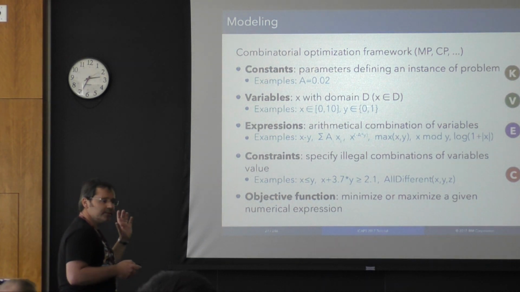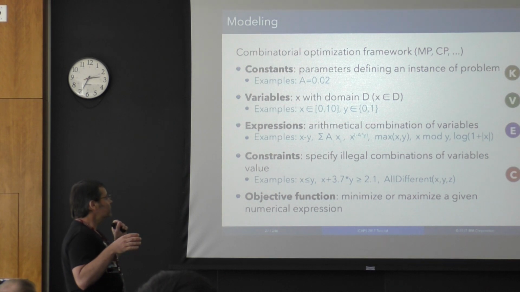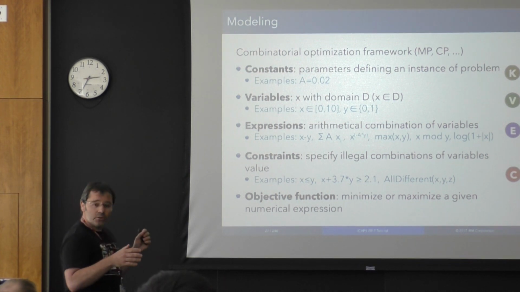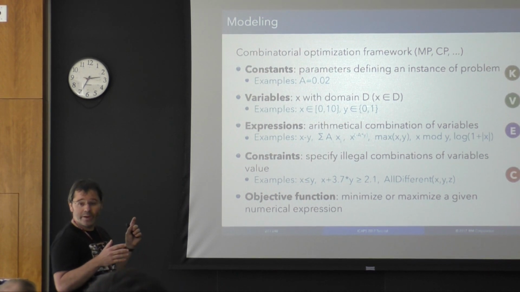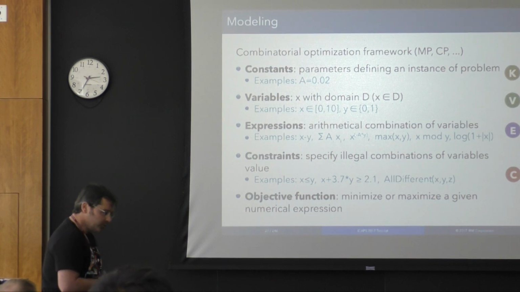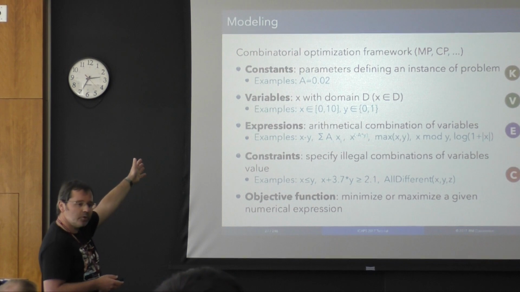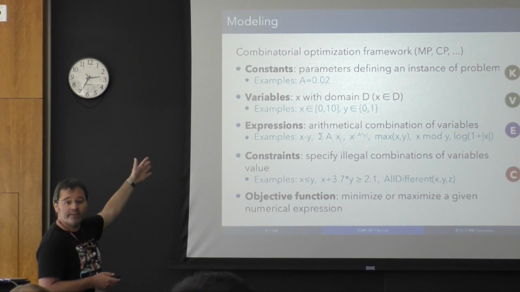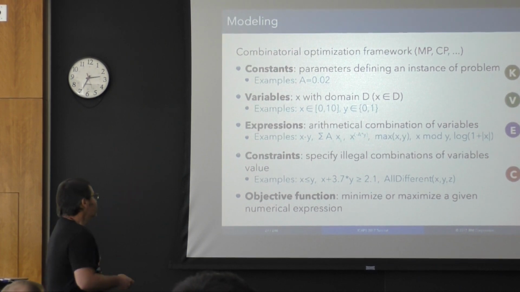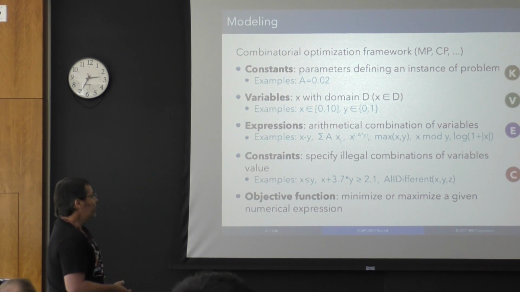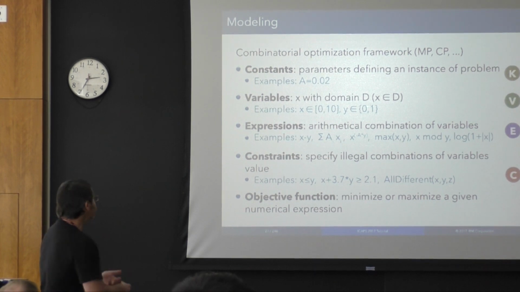CP Optimizer is a particular combinatorial optimization framework. So these are the concepts that you find in all the combinatorial optimization frameworks, and that we will find in CP Optimizer too. If you are working in math programming or in constraint programming, you have this.